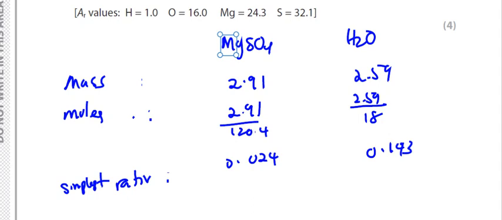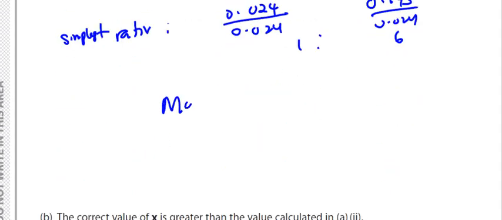So divide both by the smallest value. Let's see, I think there should be some error with these values we got. Let's check on that again. Yes, those values are correct. So you divide by the smallest value: 0.143 divided by 0.024. You get 1 is to 6, roughly 5.95. So 1 molecule of magnesium sulfate has 6 water molecules, it is a hexahydrate.